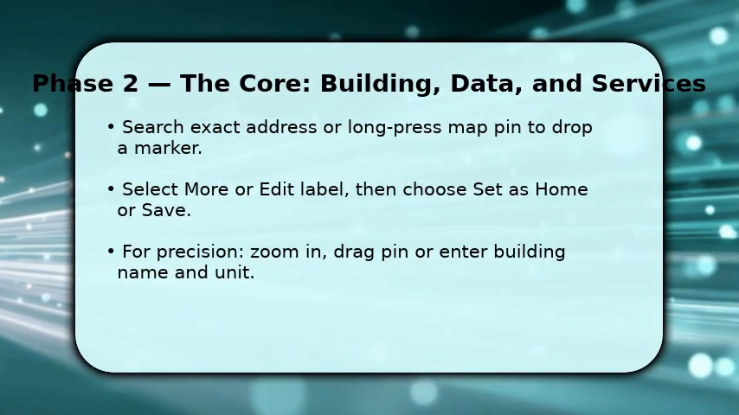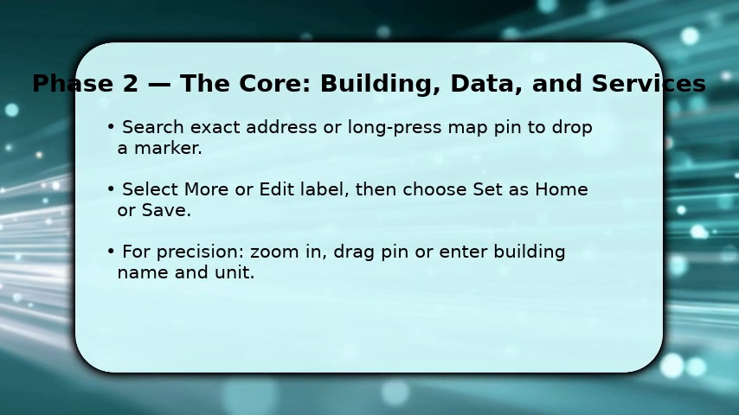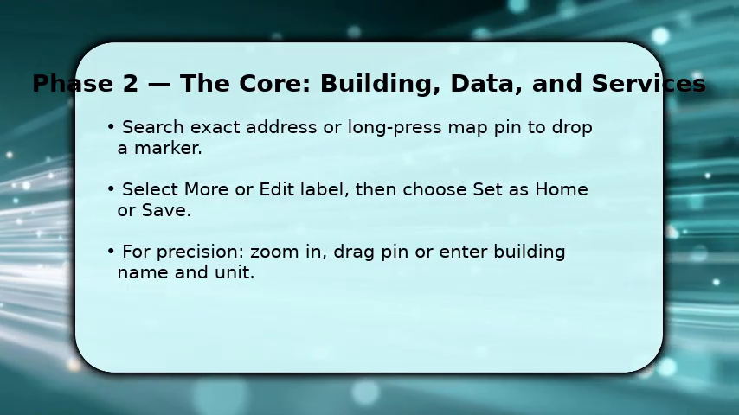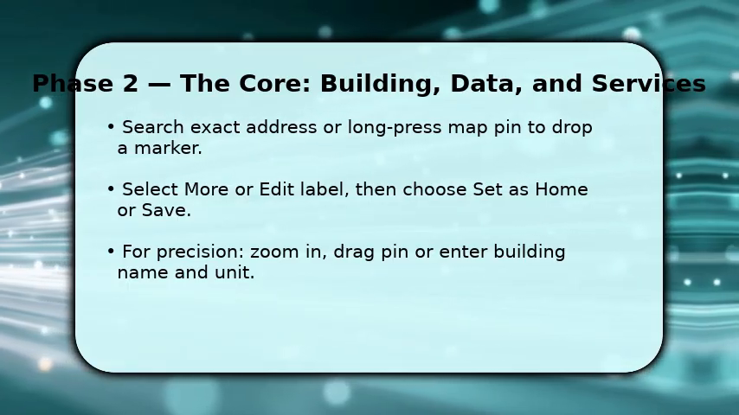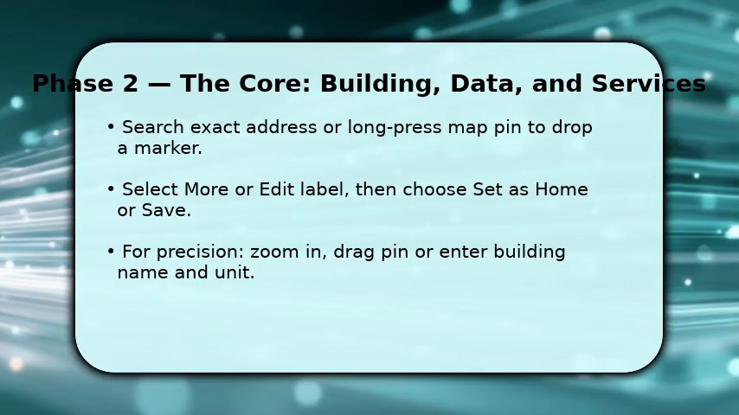On mobile, long press the location. On desktop, click the desired spot. Once the place card appears, choose Edit Label or Save, pick Home, and confirm.